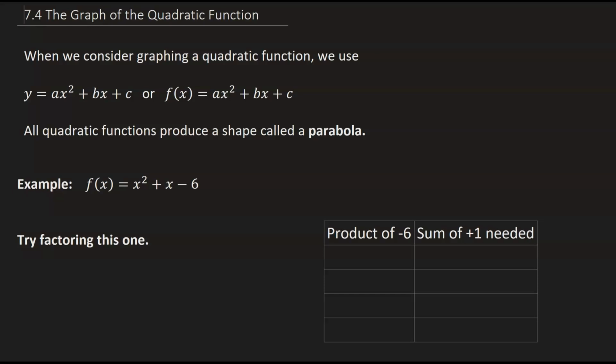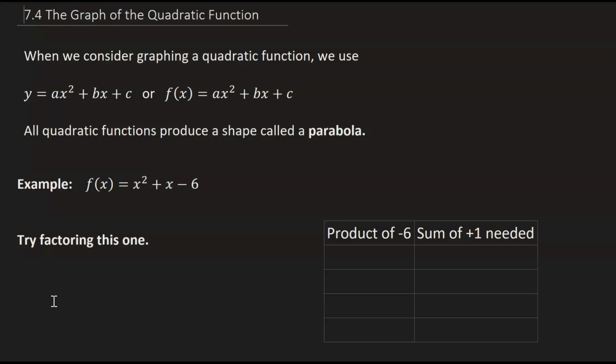In this video, we will take a look at the graph of the quadratic function. We've seen before how to find roots of a quadratic function or a quadratic equation. And in this video, when we graph it, I'm hoping you will see what they represent visually.